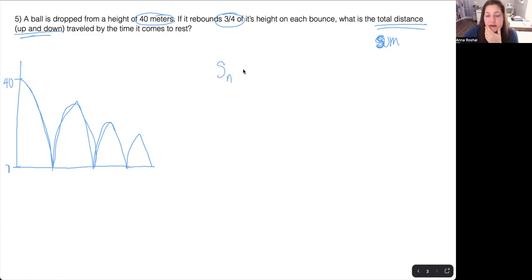So that's going to be 1 over, nope. I want to say it's the first term. Let me double check. Yes, it's the first term over 1 minus r. So I know that my first term is going to be 40 meters, and I know that my rate is 3/4. So when we're looking at the sum, I've got 40 divided by, I guess, 1/4, right? Because 1 minus 3/4 is 1/4, and then we're looking at 160.